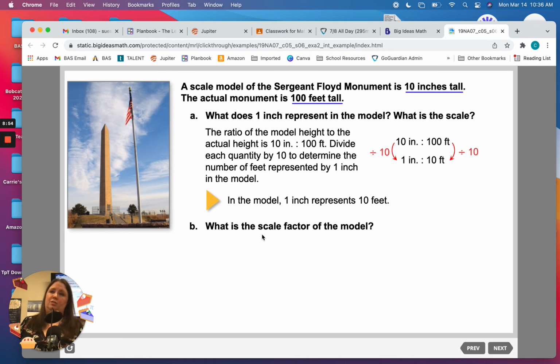All right, so what is the scale factor of the model? What was the definition? The scale factor is the value of the scale when the units are the same. Are the units the same here? No, but can we make them the same? How would we make these the same? We would change feet to inches. So how many inches are in a foot? 12. So you'd multiply 10 times 12, which is 120.